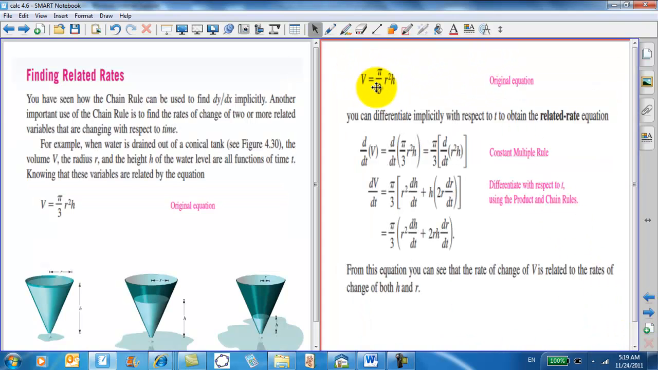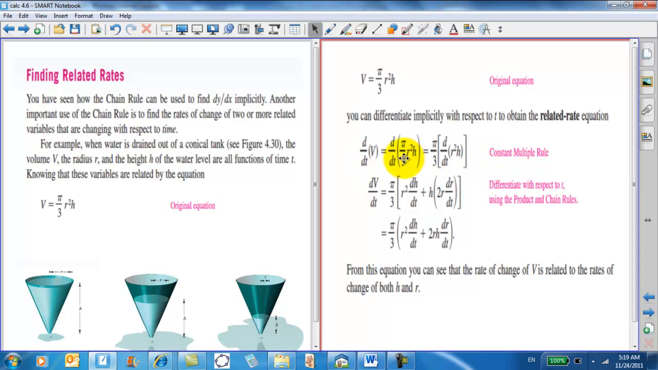So we start with the original equation, and you can differentiate implicitly with respect to t to obtain the related rate equation. That's almost going to be universal in these, that we're taking the derivative with respect to t, or time, to get the idea of a rate.